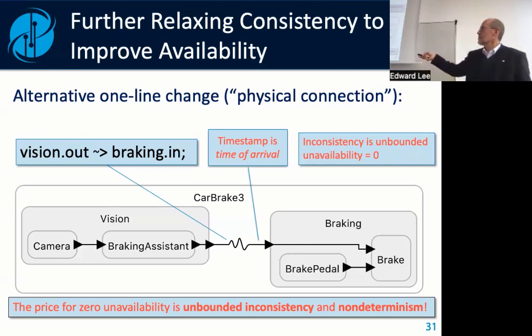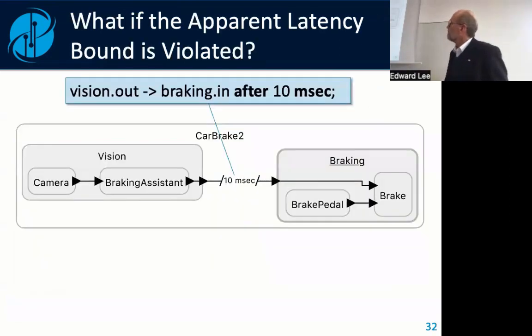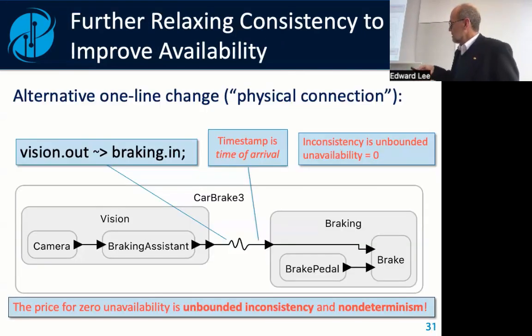You would take the input from the vision system when it shows up and use it, and take the information from the brake pedal when it shows up and use it. But one of the downsides of doing that design is that you end up with this unbounded inconsistency and also a non-deterministic program that is much harder to test. Whereas if you put an explicit bound on the consistency, your program remains deterministic, and consequently, you can write regression tests for this program. But that's a trade-off.